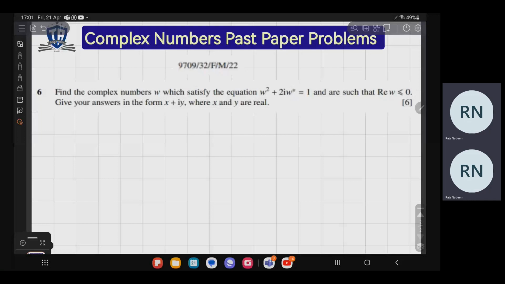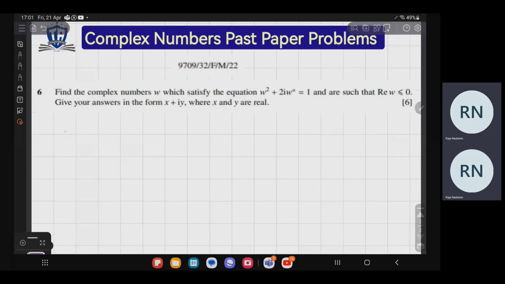This is paper 3, February/March, question number 2, year 2022. We need to find the complex number w which satisfies the equation w squared plus 2i w conjugate is equal to 1, such that the real part of w is less than 0. Give your answer in the form x plus iy, where x and y are real.